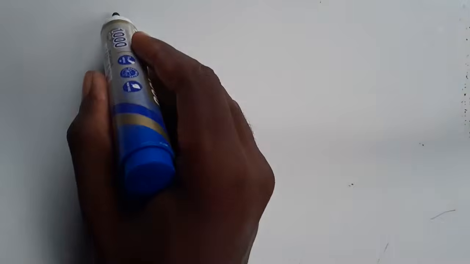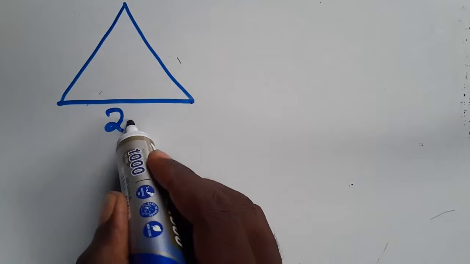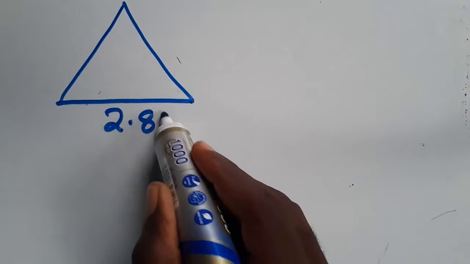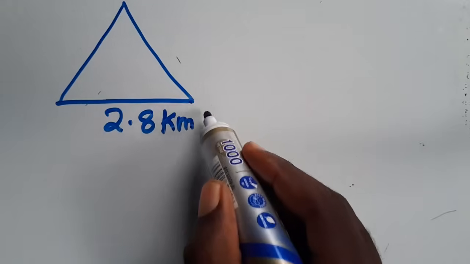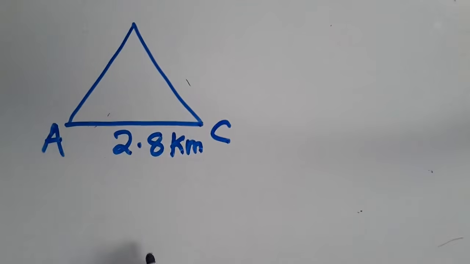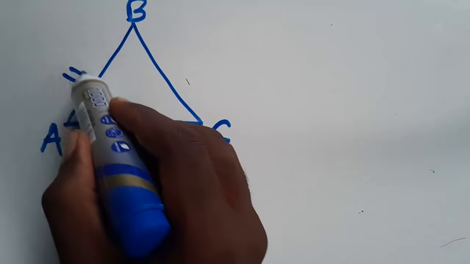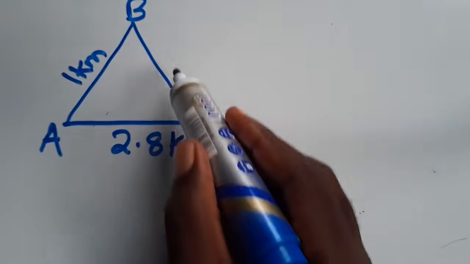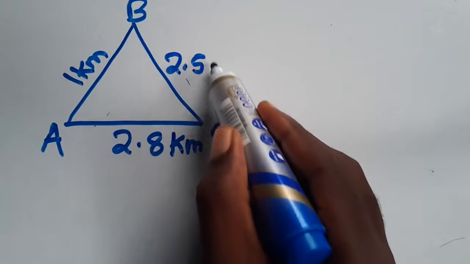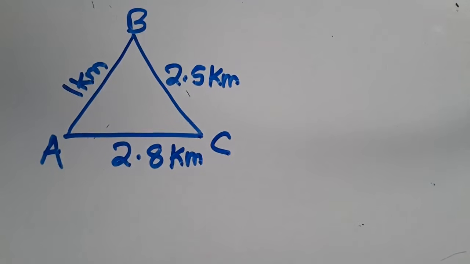So this is the question. It is like this. This is 2.8 kilometers. This is C. This is A. There we have B like that. This is 1 kilometer. This is 2.5 kilometers like this. This is the question that you have. You are given this question.